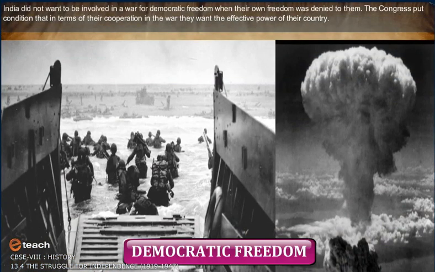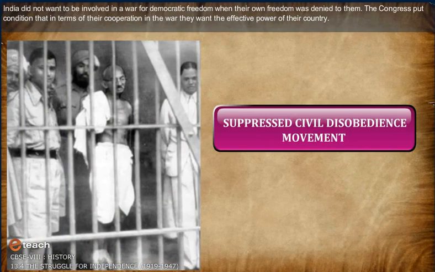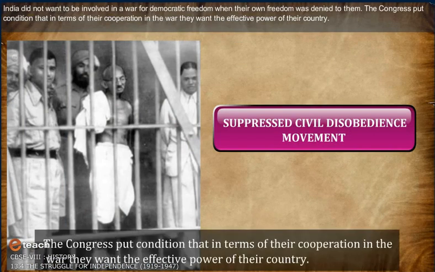India did not want to be involved in a war for democratic freedom when their own freedom was denied to them. The Congress put a condition that in terms of their cooperation in the war, they wanted the effective power of their country.